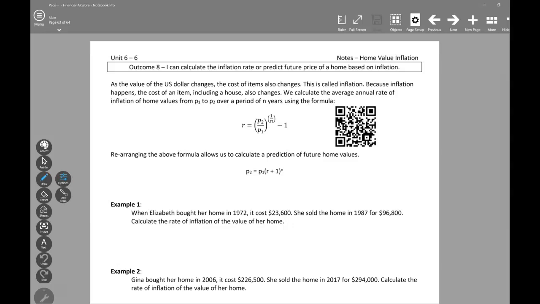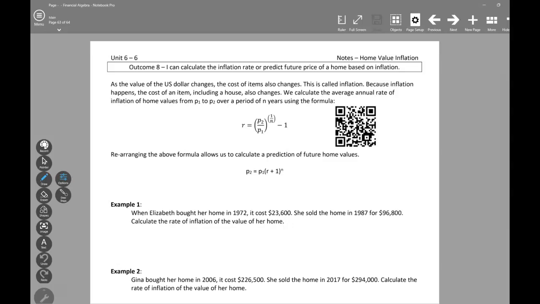All right. As the value of the US dollar changes, the cost of items also changes. This is called inflation, which we know, right? So when somebody's like, let's raise minimum wage, what happens to everything else? It goes up. Like the cost of milk, bread, gas, everything goes up. That's inflation. Because inflation happens, the cost of an item, including a house, also changes.